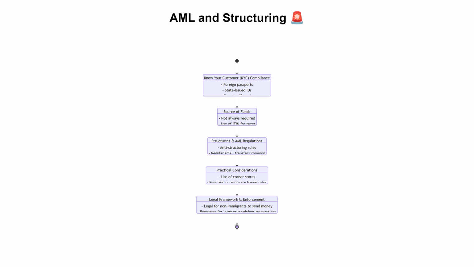This diagram explains anti-money laundering regulations and how they prohibit structuring transactions to avoid scrutiny. Smaller regular transfers such as $500 weekly are common and usually not suspected of circumventing regulations. Authorities must prove an intentional avoidance of record-keeping, which is hard with standard remittance amounts.